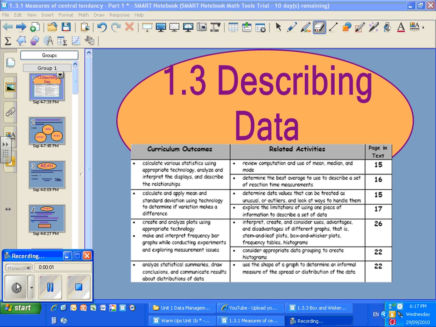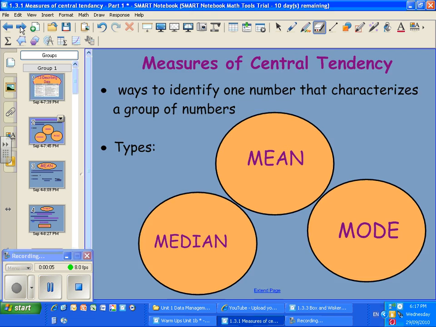Hello, this is section 1.3, grade 10 math. We're looking at ways of describing data. The first section, we're going to look at measures of central tendency. Now, that's a big term, but it's important that you realize what they're talking about. They're looking at the different types of averages. Three types are mean, median, and mode.